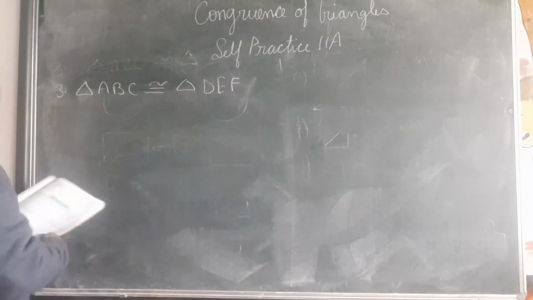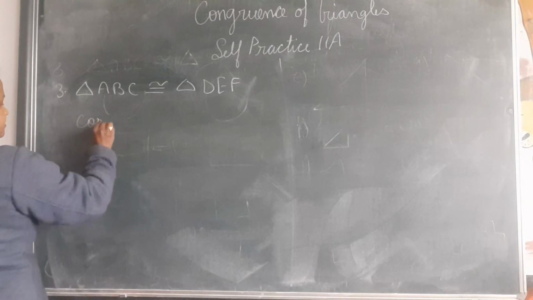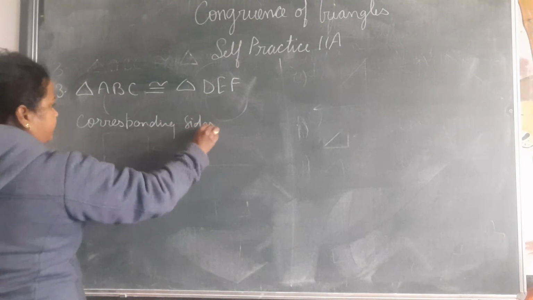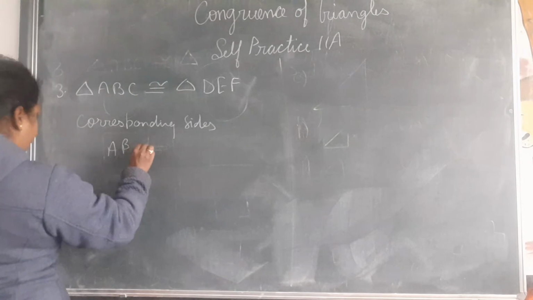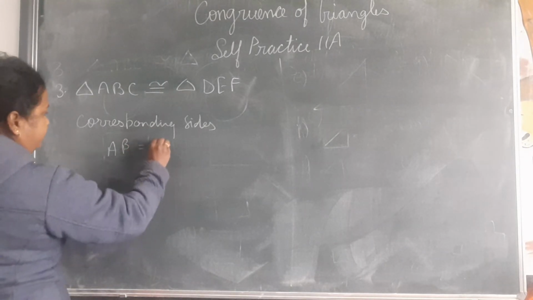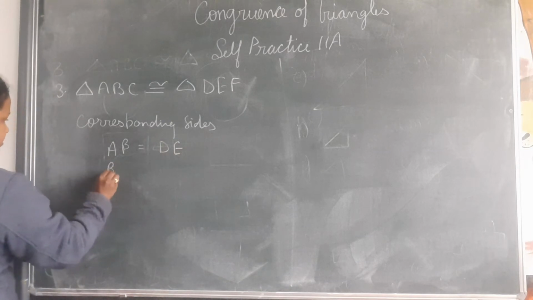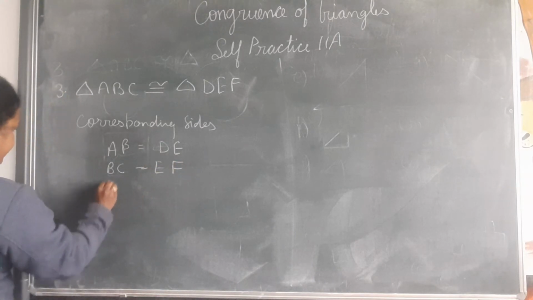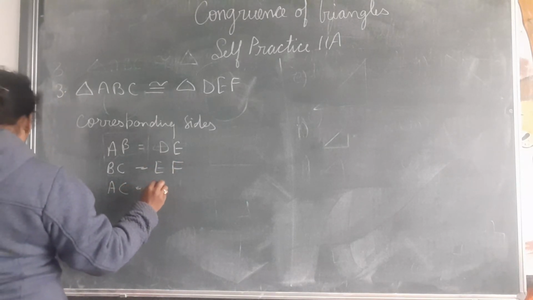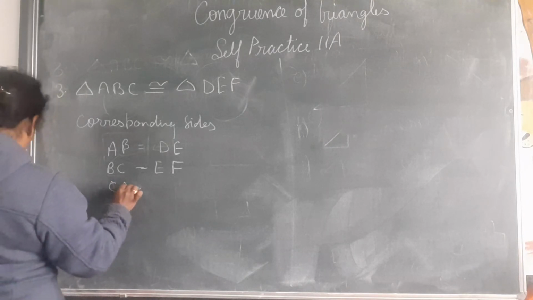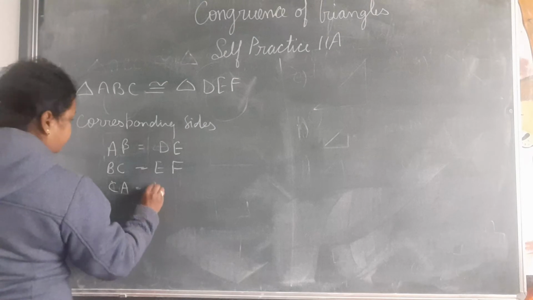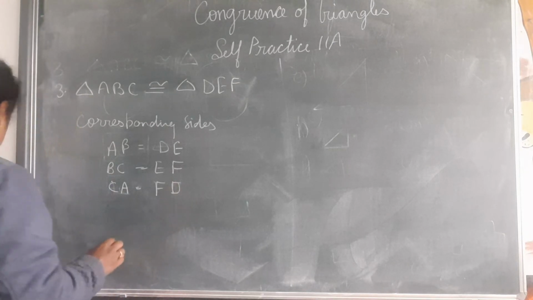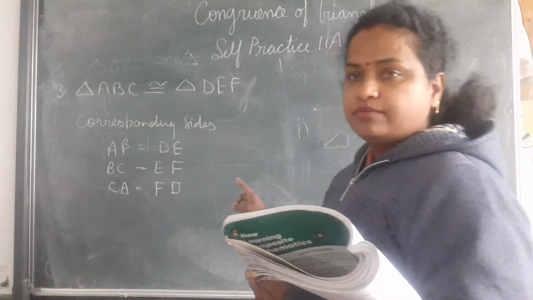Now corresponding sides. What are the corresponding sides? AB is equal to DE, BC is equal to EF, and CA is equal to FD. Now these are the corresponding sides which are similar to each other.